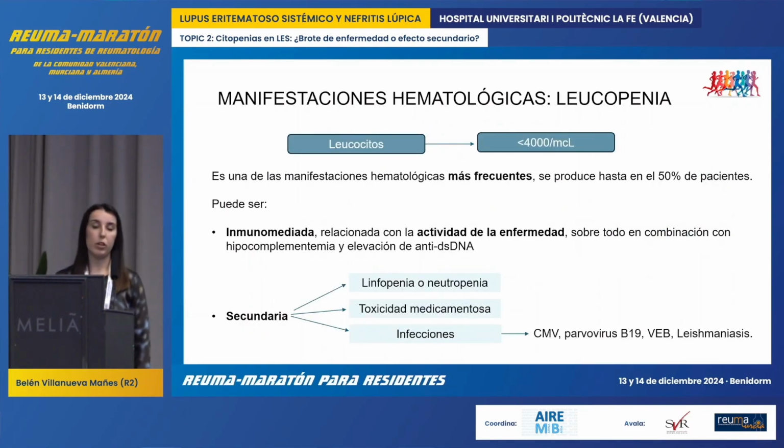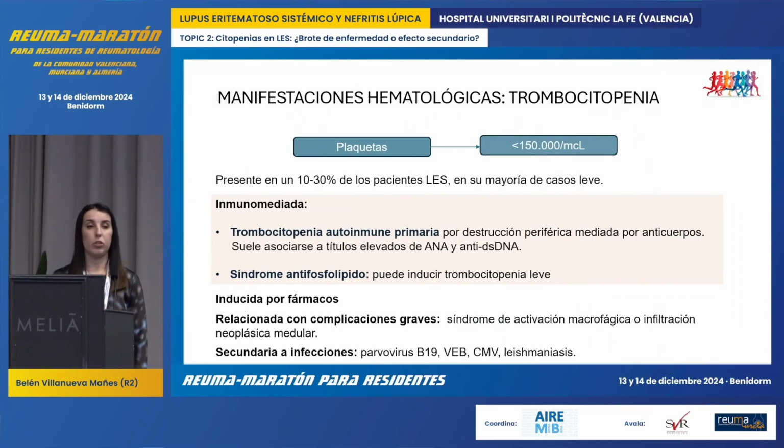Continuing with the hematological manifestations, we have leukopenia, which is one of the most common manifestations, present in nearly half of patients, and is defined by blood counts of less than 4,000 per microliter. This can also be immune-mediated, which would be related to disease activity, or like the previous one, secondary to drug toxicity, infections, or other cytopenias such as lymphopenia or neutropenia.